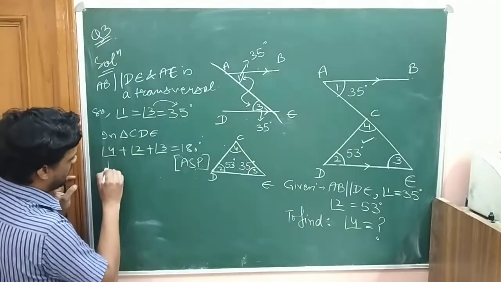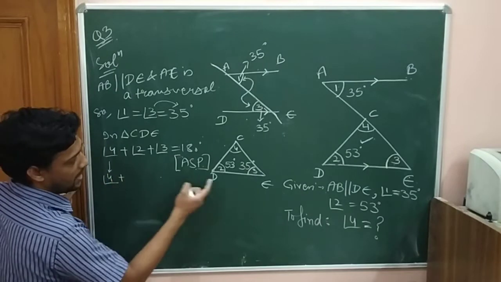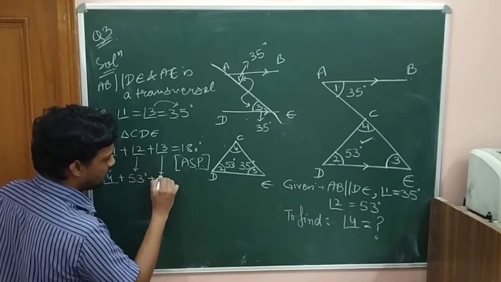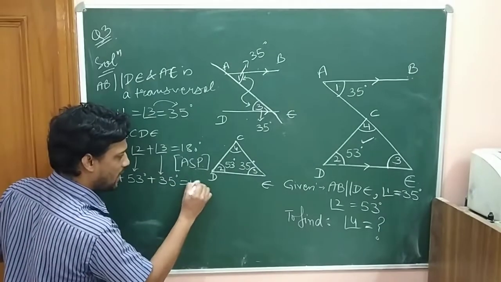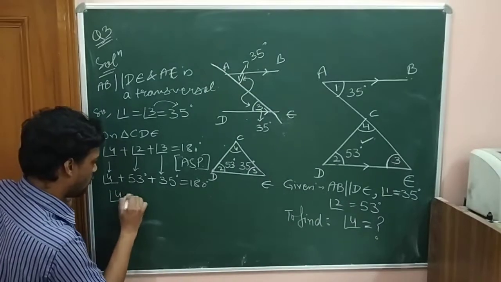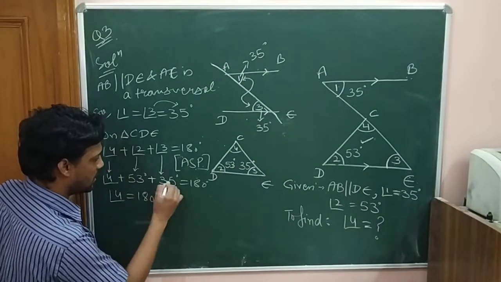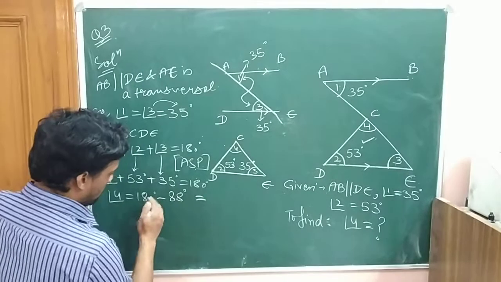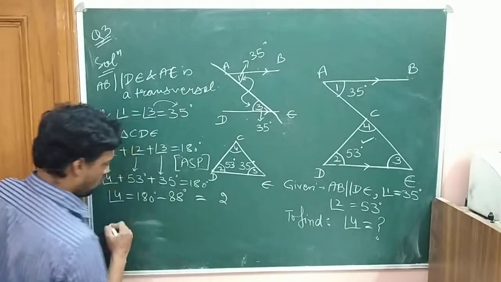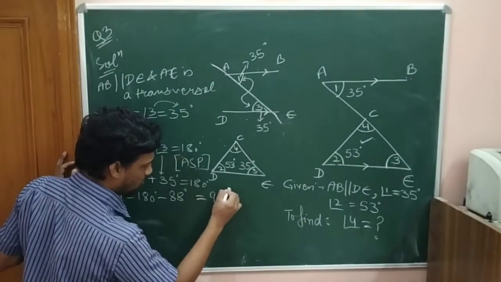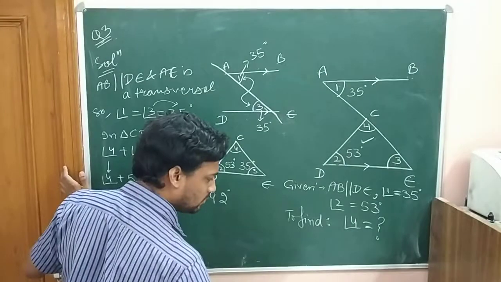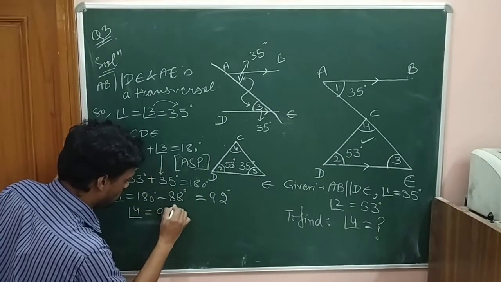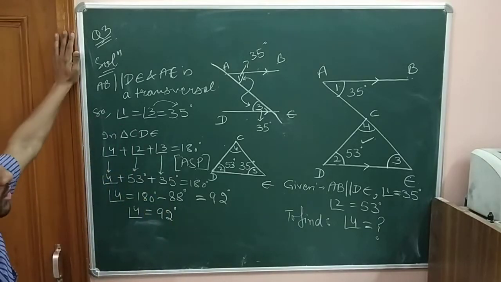What is angle 4? You have to find angle 4. So angle 4 as it is, plus angle 2, 53 degrees, plus angle 3, that is 35 degrees, equals 180. So angle 4 equals 180 degrees minus, add this, these are 88 degrees. So angle 4 is 180 minus 88, that is 92 degrees. Angle 4 is 92 degrees. In this way, your question number 6 is complete.